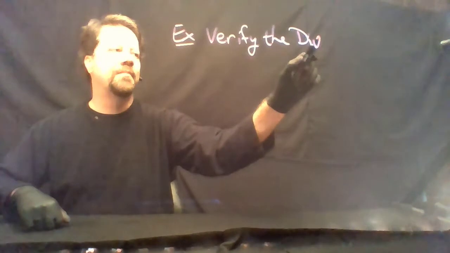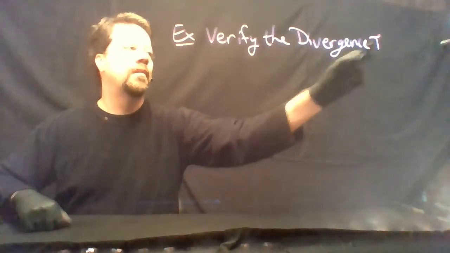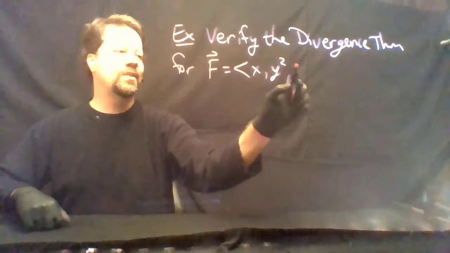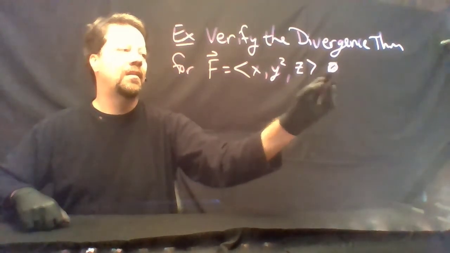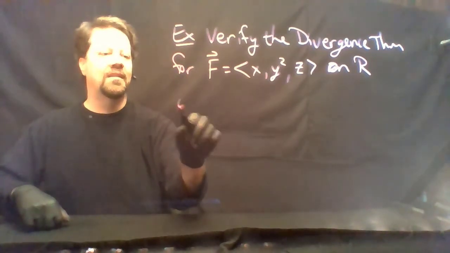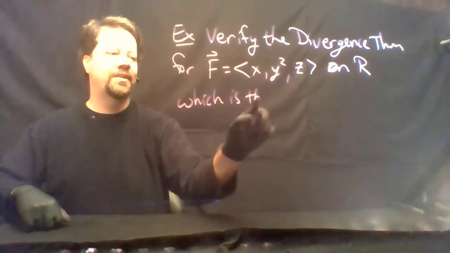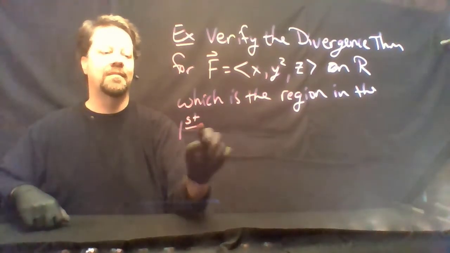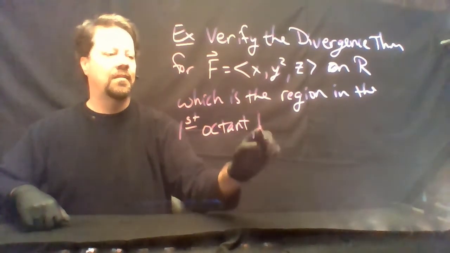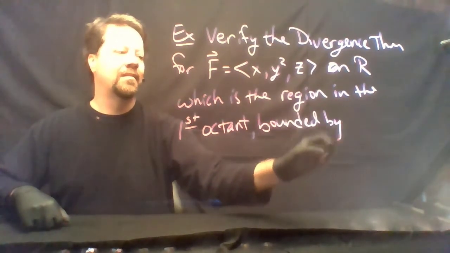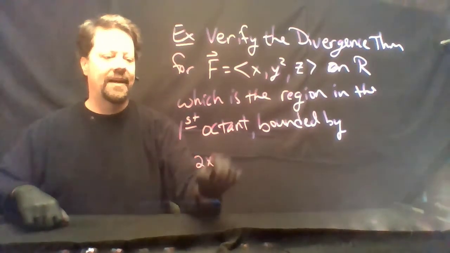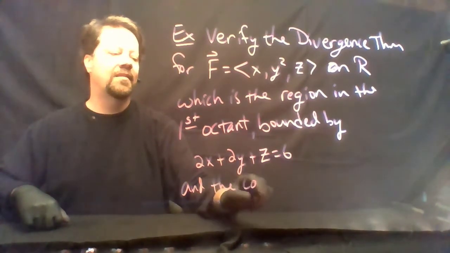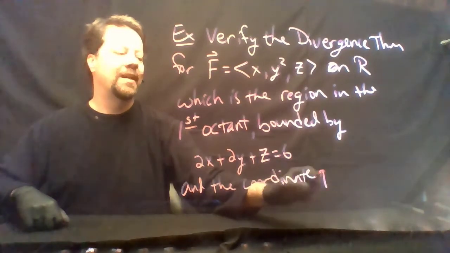Verify the divergence theorem for the vector field F equals x, y squared, z on R, which is the region in the first octant bounded by 2x plus 2y plus z equals 6, and the coordinate planes.